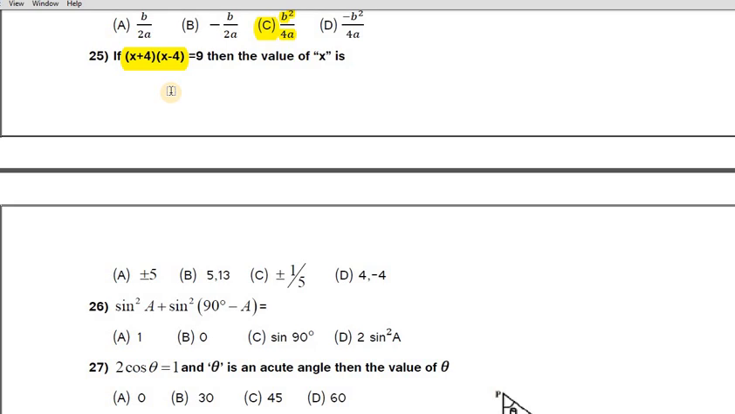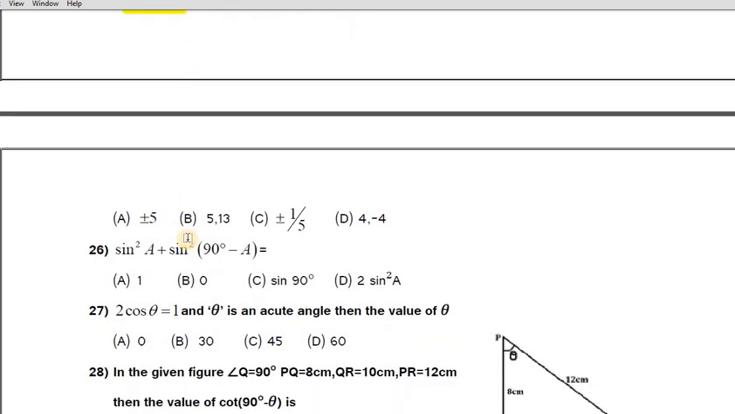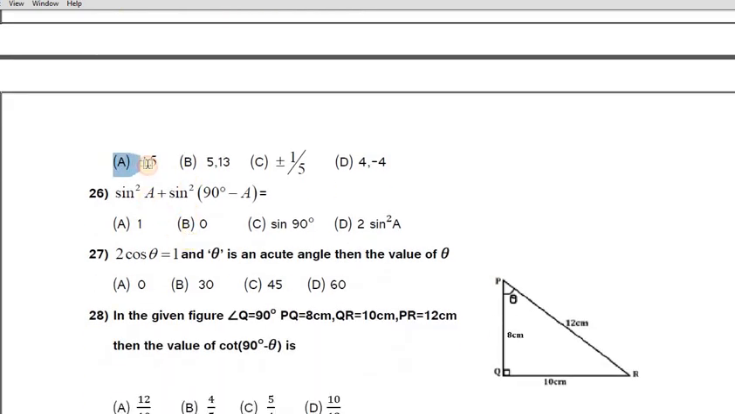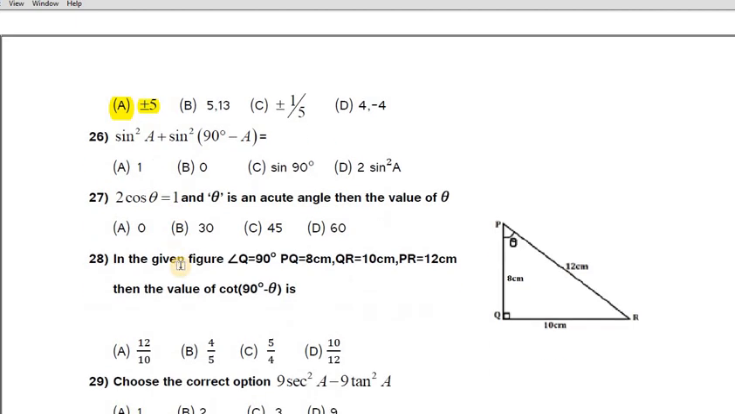Next, minus 16 transfer to the right side, it will become plus 16. So 9 plus 16 we get 25. Now the square transfer to the right side, we get root. So root 25 has the values plus or minus 5. Hence here the correct option is A.